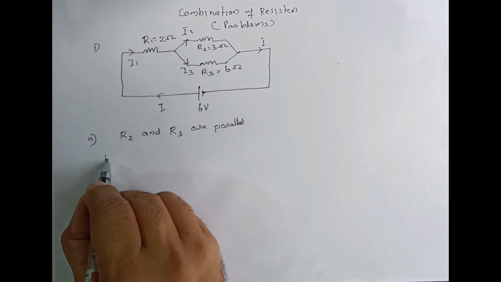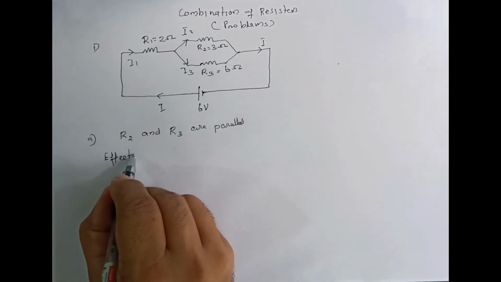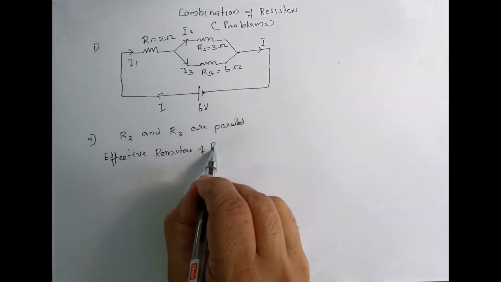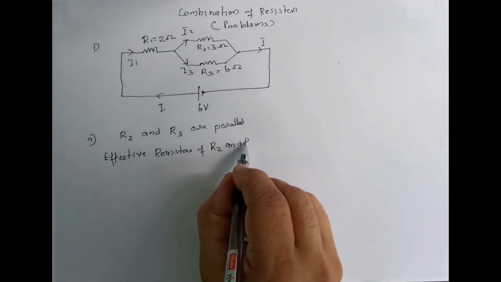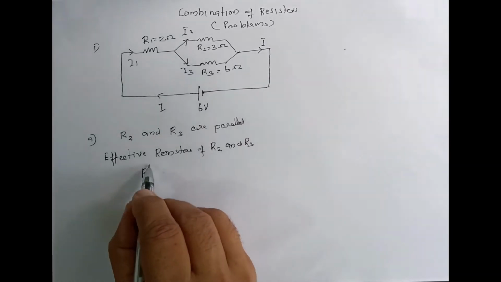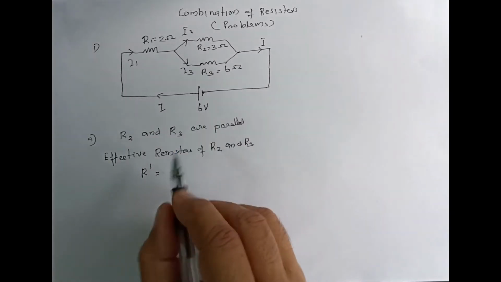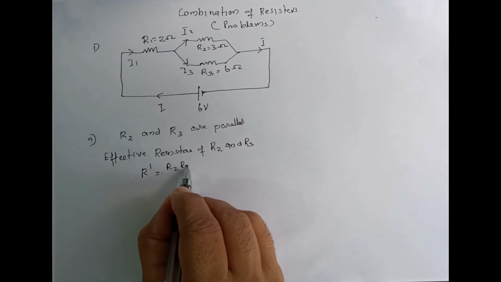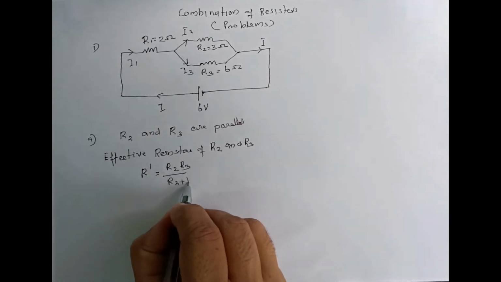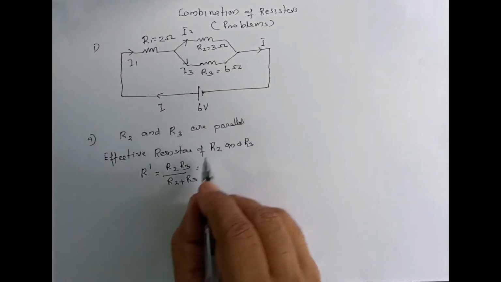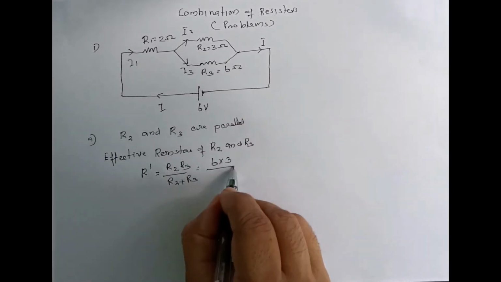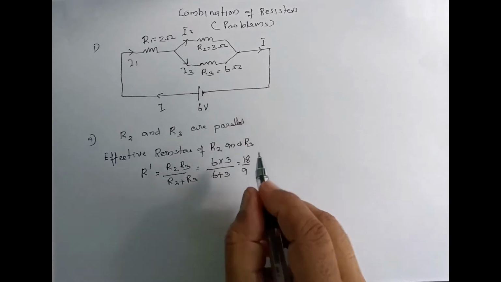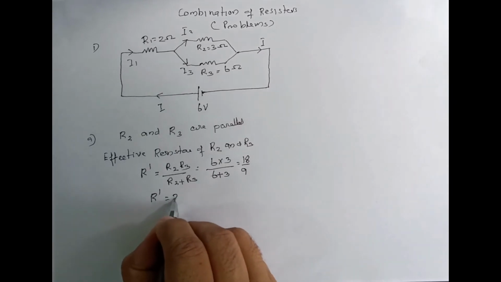So the effective resistance of R2 and R3, we can write it as R dash, that is equal to, because they are parallel, R2 R3 upon R2 plus R3, that is equal to 6 times 3 upon 6 plus 3, that is 18 upon 9. So R dash is equal to 2 ohm.